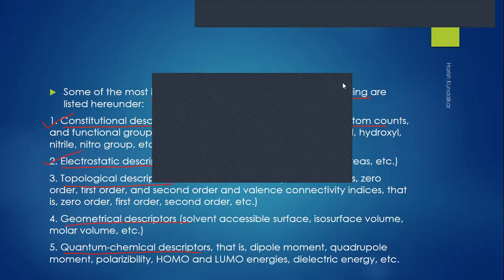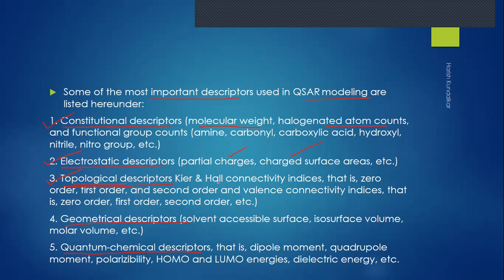Then we have topological descriptors, which are surface area related descriptors, and these can be connectivity indices as well. We have different types of connectivity: zero order, first order, second order connectivity, valence connectivity. So topological is surface and connectivity related. Then we have geometrical descriptors, which would be the solvent accessible surface area, then molar volume, etc.